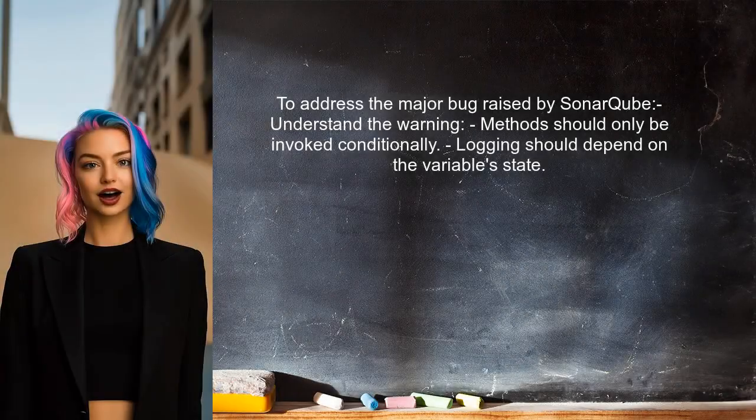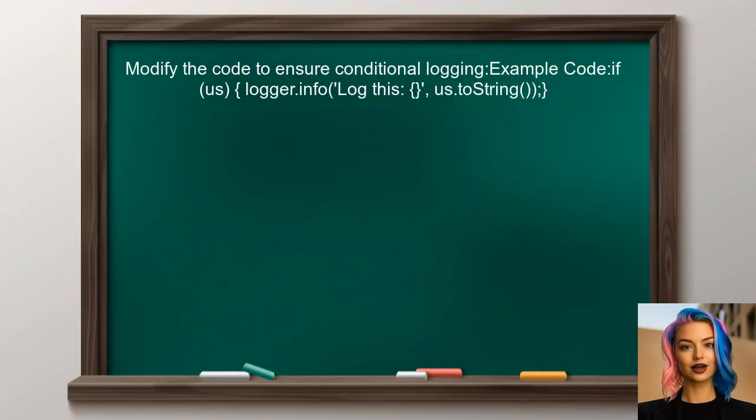in the future. To address the major bug raised by SonarQube, the user should first understand that the warning indicates methods should only be invoked when certain conditions are met. In this case, the user is logging information based on the condition of the variable. Next, the user can modify the code to ensure that the logging method is only called when the variable is not null. This can be achieved by using an optional chaining operator or a more explicit conditional check.